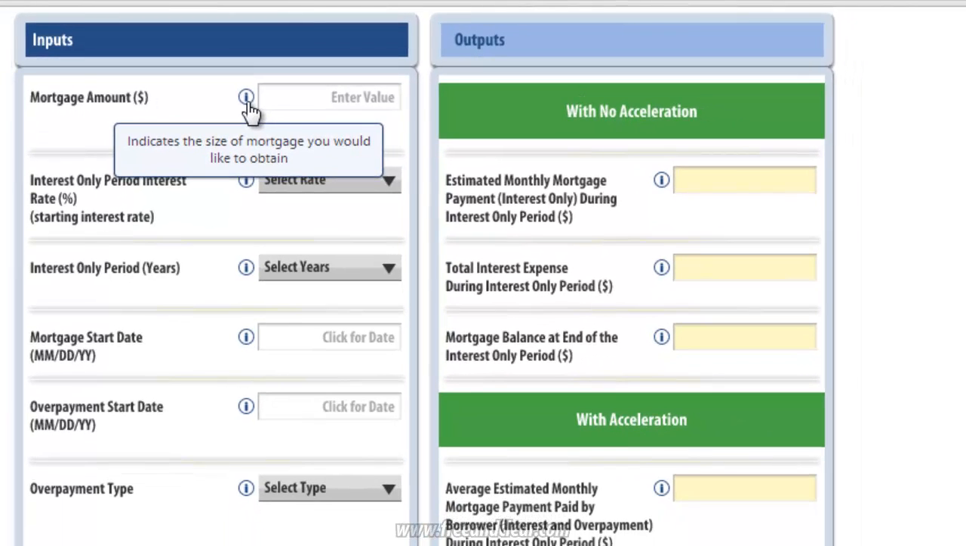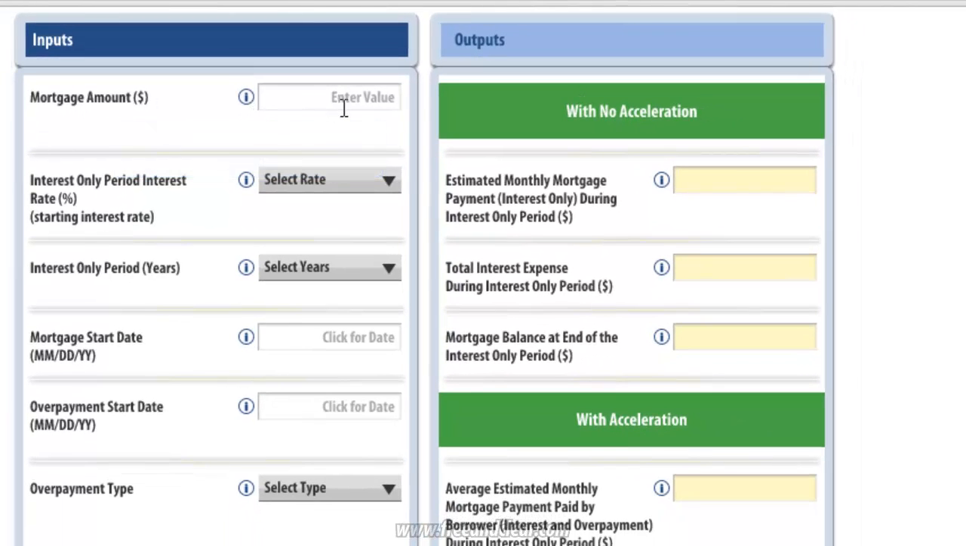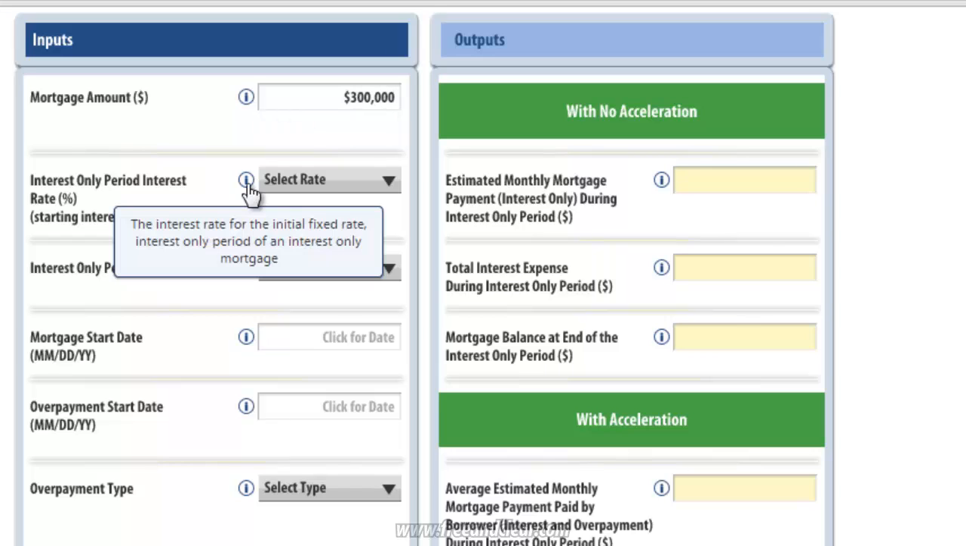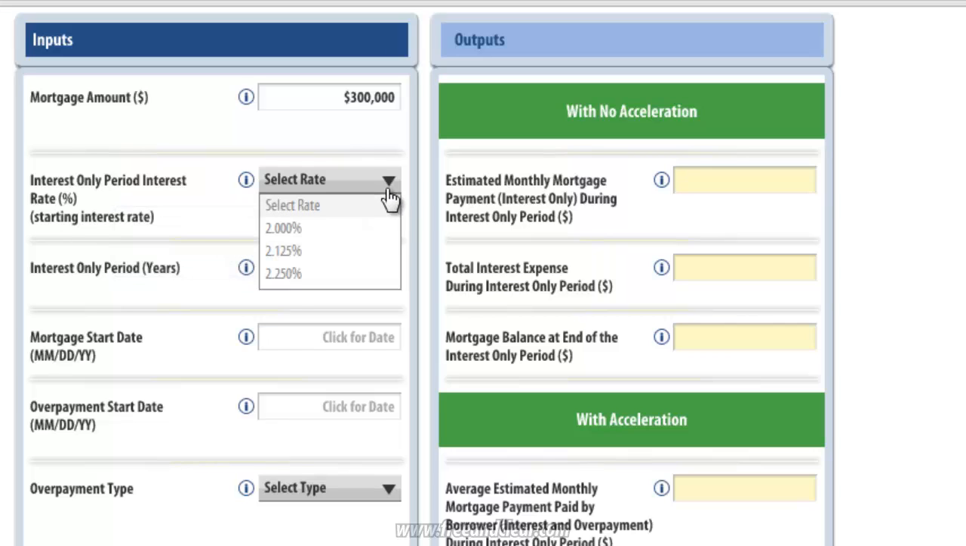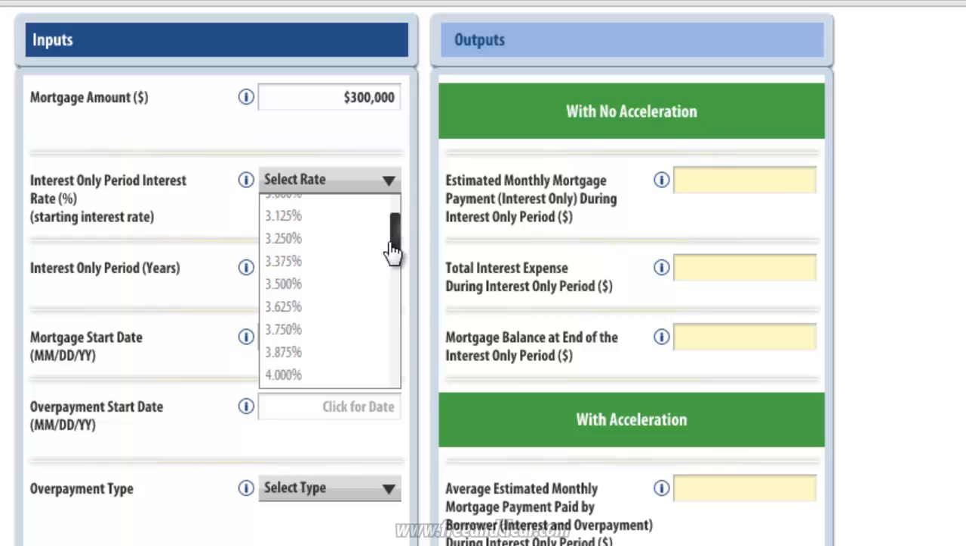The first input is mortgage amount. This is the original amount of your mortgage. I'm going to use $300,000 in this example. The next input is interest-only period interest rate. This is the interest rate you pay during the initial fixed rate interest-only period of your mortgage, which is typically for 3, 5, 7, or 10 years. So the starting interest rate for your loan. If you click on the drop-down menu, it reveals a wide range of interest rate options, and I'm going to select 4% in this example.